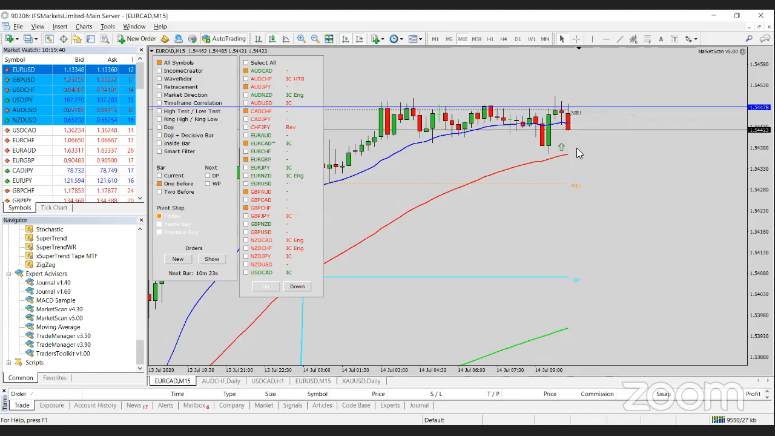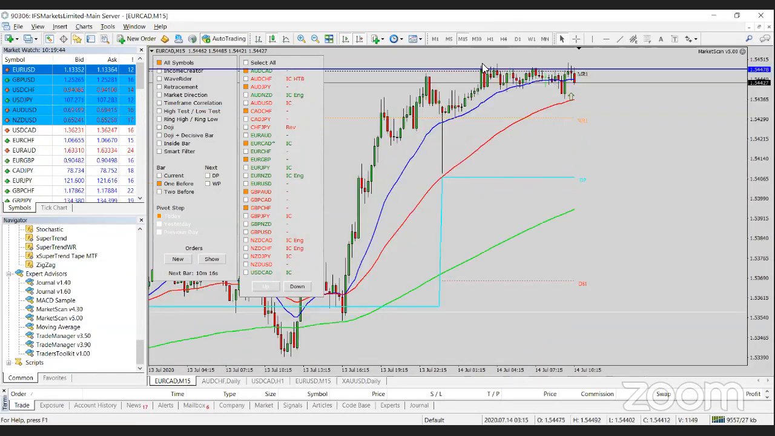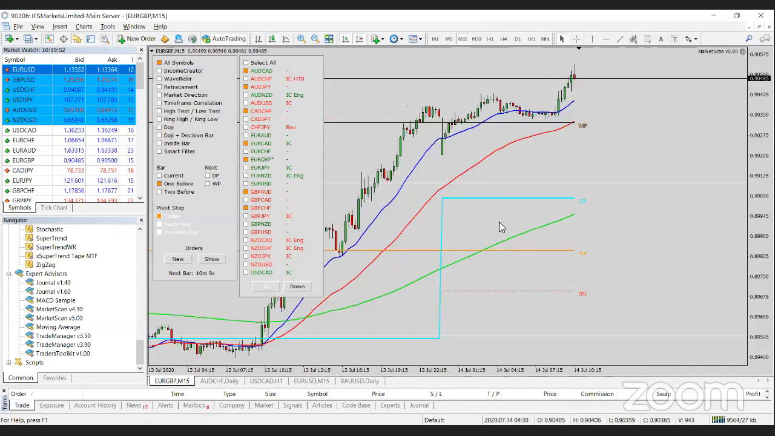If price comes down, then I'm not really interested at all in trading into this level because it's such a strong level of resistance. But if price gets above there, then I'll be looking for long opportunities.